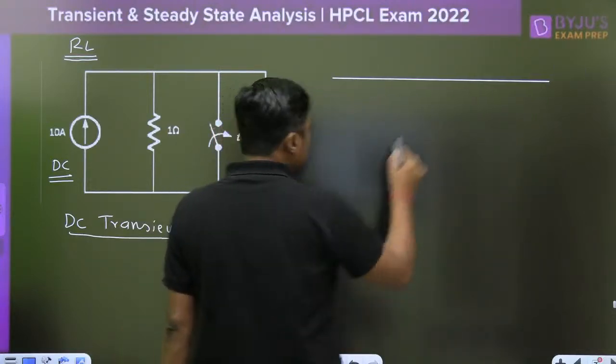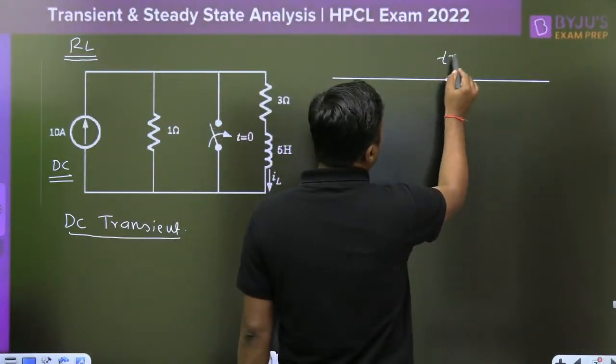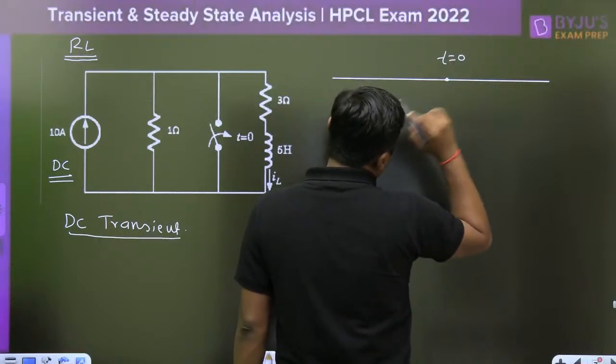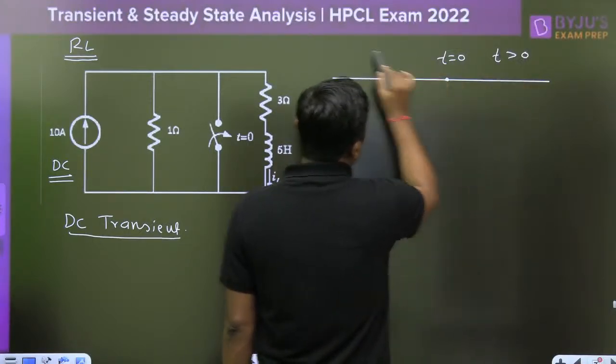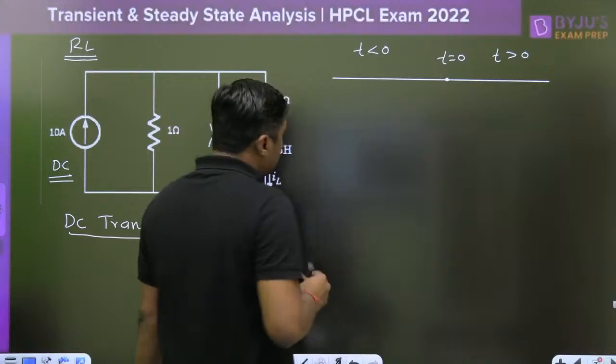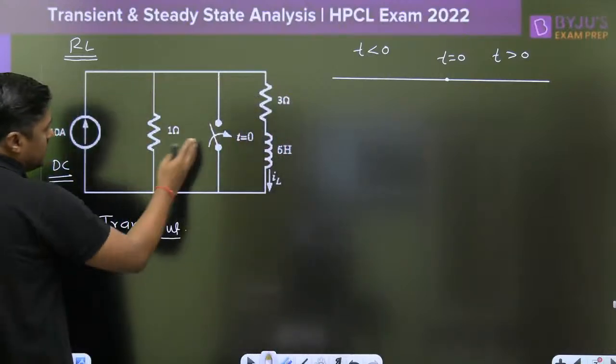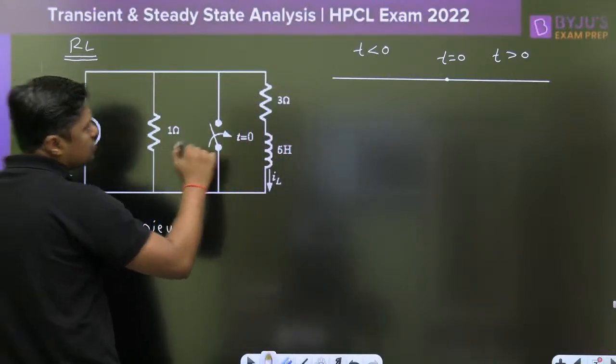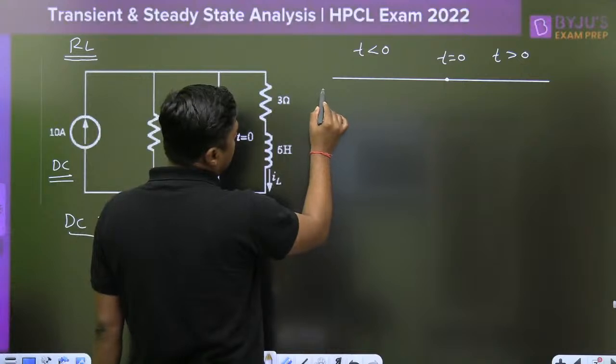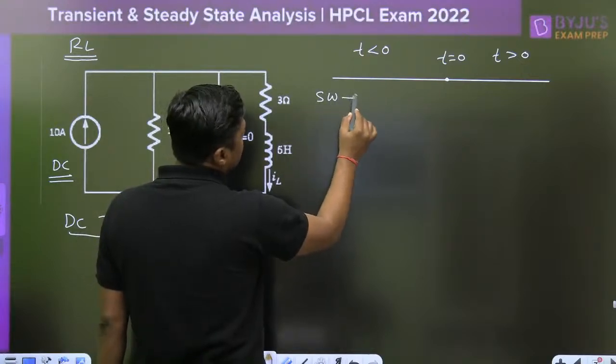now this point is called t equal to 0, right? And this is the t greater than 0 and that is the t less than 0. So in this question, what is the condition? For t less than 0, the switch was open. So here switch, this is the for t less than 0, switch is open. SW for switch, it is open.